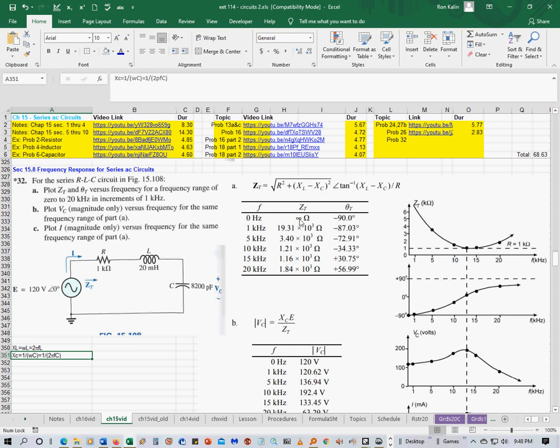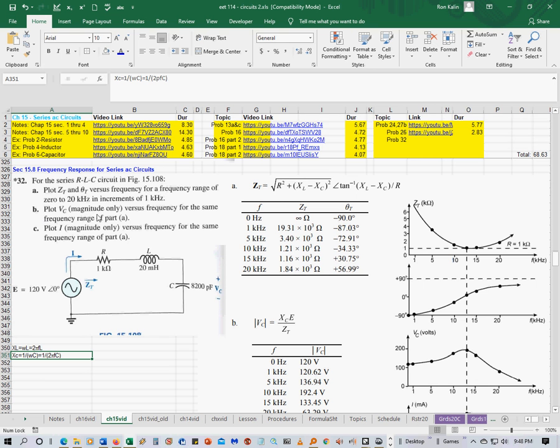And likewise, you do the calculations. What you have to do is put in these two formulas. You substitute 2 pi f L into X sub L, and you substitute 1 divided by 2 pi f C in for X sub C, and you get these different values back.